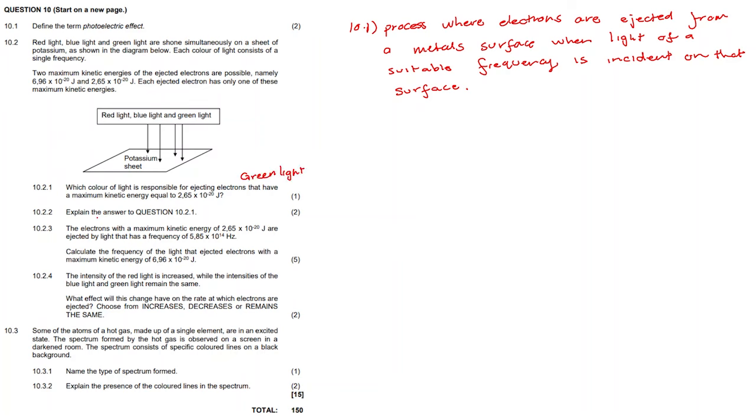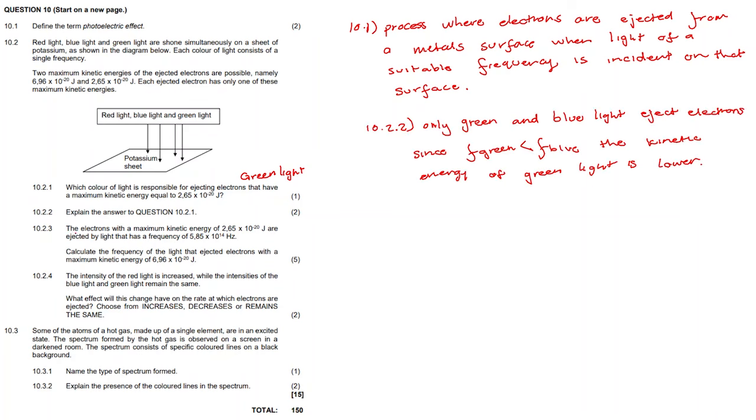Question 10.2.2. As we have said, only blue and green light will eject electrons, as red light does not have enough energy and has too low a frequency to eject electrons. Since green has a lower frequency than blue, green light will eject electrons at a lower kinetic energy than the blue light.